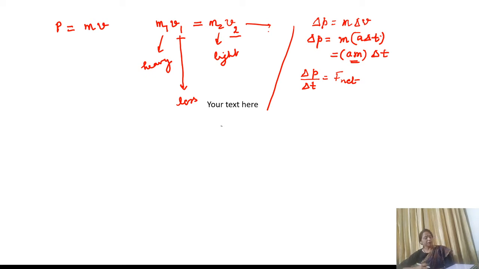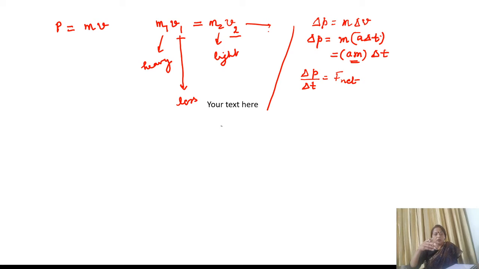So it simply means that change in momentum over a time is equal to the net force. So if there is a bigger net force, there is a bigger change in momentum. Or reversely, you can say if you want to find a bigger change in momentum, you will need a bigger force. I can give you one example.